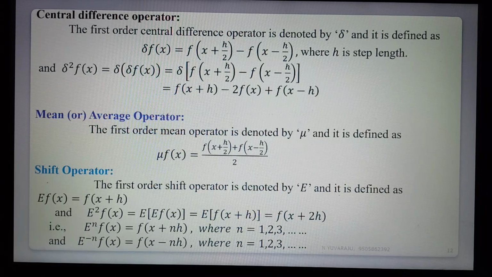So E power minus n, that is back shifted. E power minus n into f of x is equal to f of x minus nh. This is the front shifted, this is the back shifted.